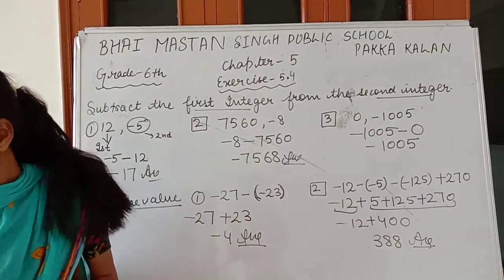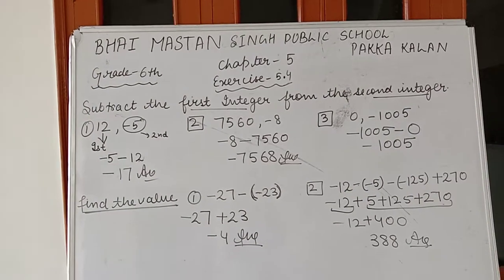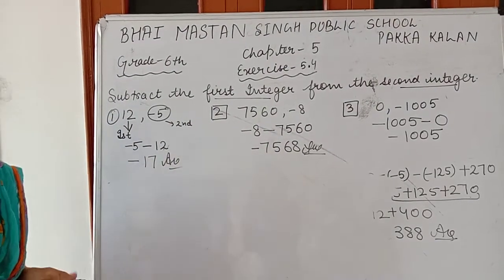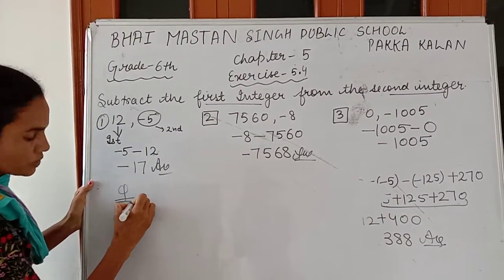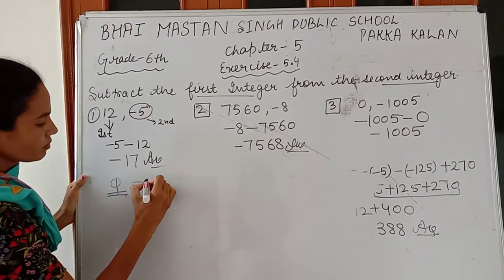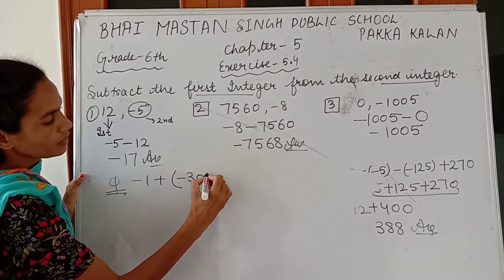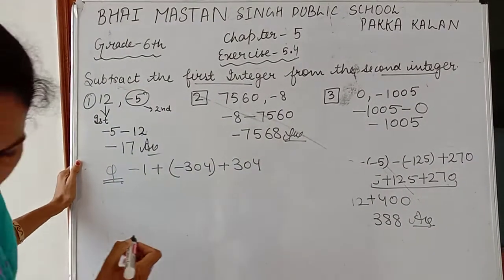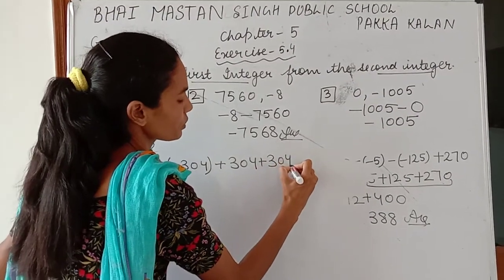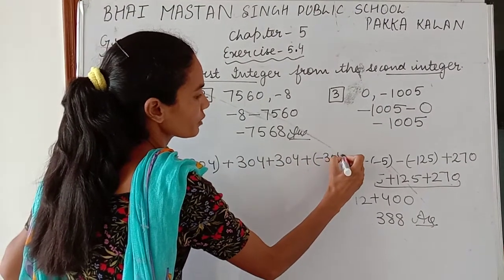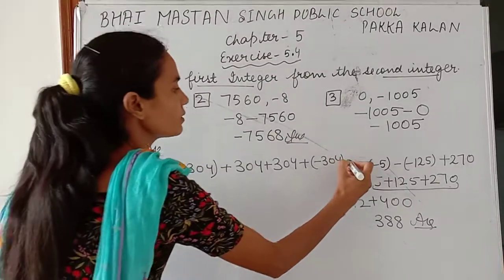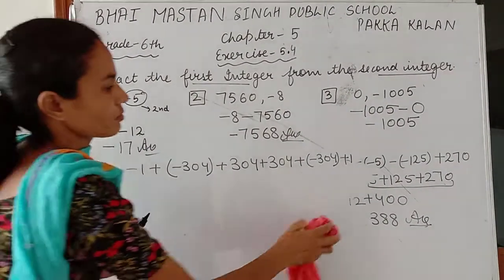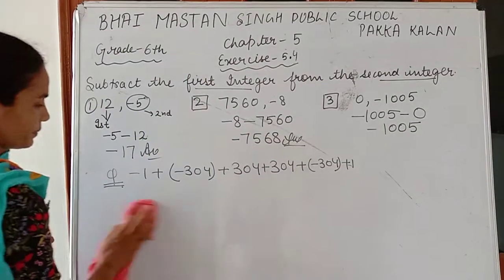And now one more sum we will also do. Suppose that our next sum is: minus 1 plus minus 304 plus 304 plus 304 plus minus 304 and plus 1. This is our question. Now suppose I want to write all this.